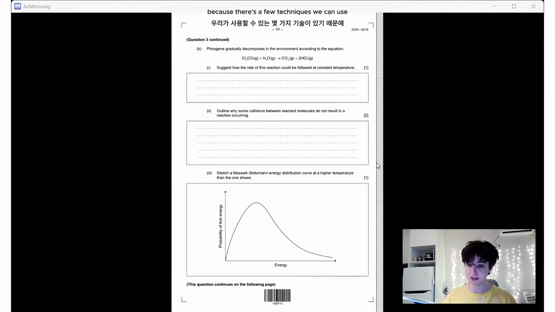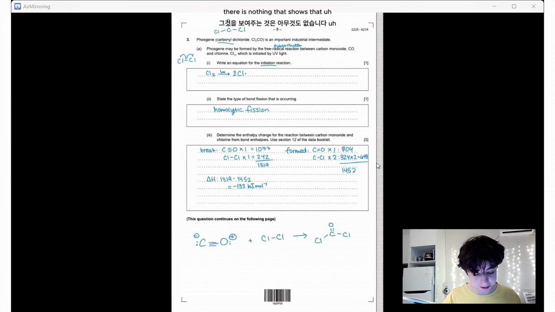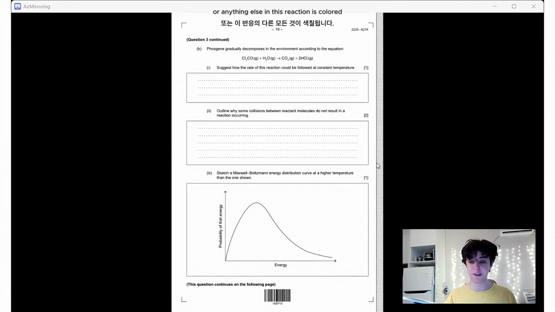we need to consider because there's a few techniques we can use. If there is not a gas and then a gas being produced that's not hydrogen gas, but something like CO2, because we do have CO2 being produced here, we could use something like a mass balance. However, we have gases on both sides here, so that's not an option. If there is a color change, that could be something like colorimetry, right? However, if we look at all of the details here, there is nothing that shows that this phosgene or anything else in this reaction is colored. So that's also not going to be an option.